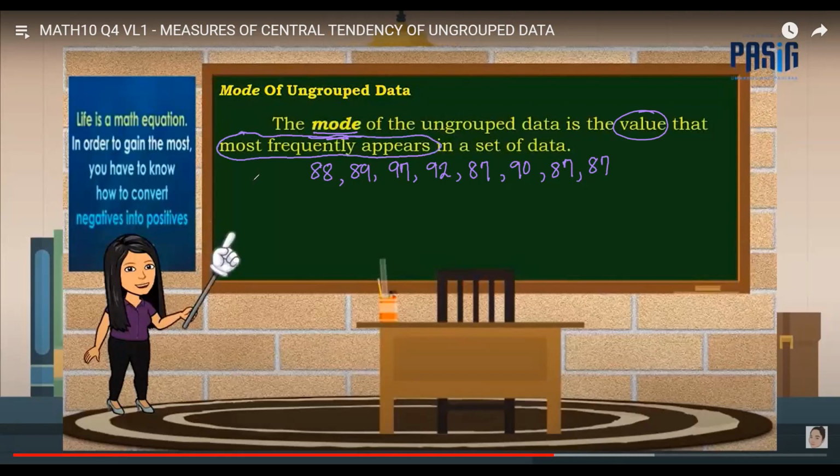Ano yung ibig sabihin nun? Ibig sabihin nun yung value na ilang beses natin nakita sa data. Like for example, 3 beses natin nakita yung data na yon sa given set of data, o kaya 4, o kaya 20 times nag-appear yung data na yon sa given set of values. Yun po yung mode natin.